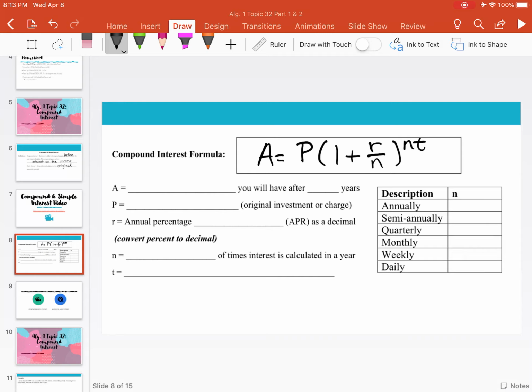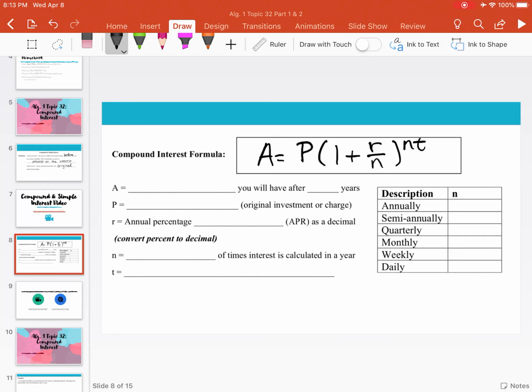With the compound interest formula, it seems a little bit overwhelming at first because there are so many different things to plug in. But once you get the hang of it, and once you have this formula down pat, all it really is, is plugging in and solving for an unknown. So let's identify what these unknowns stand for.